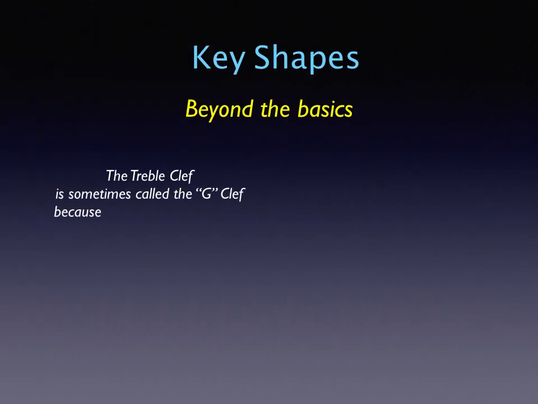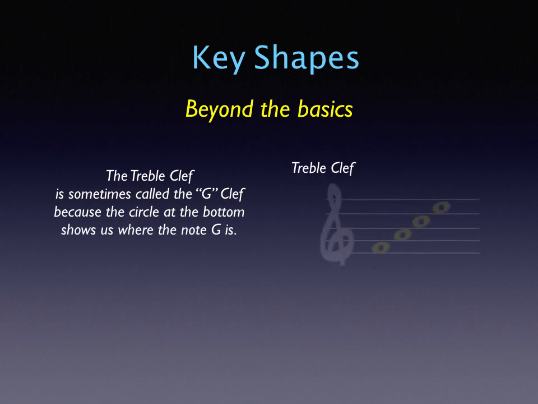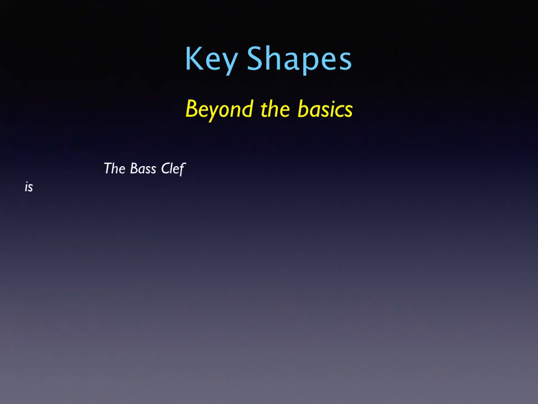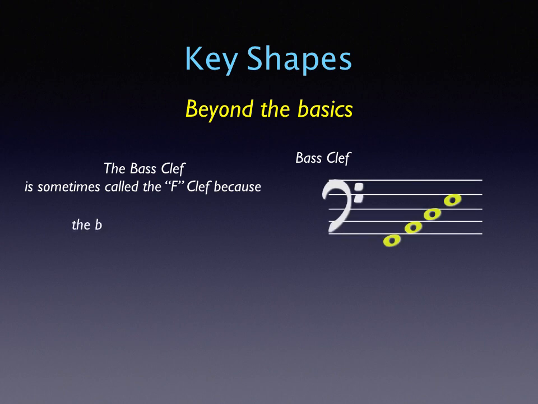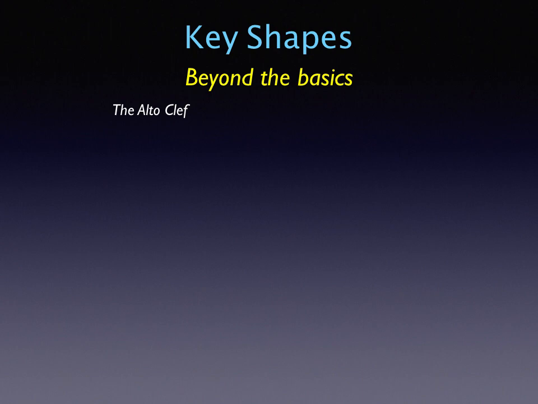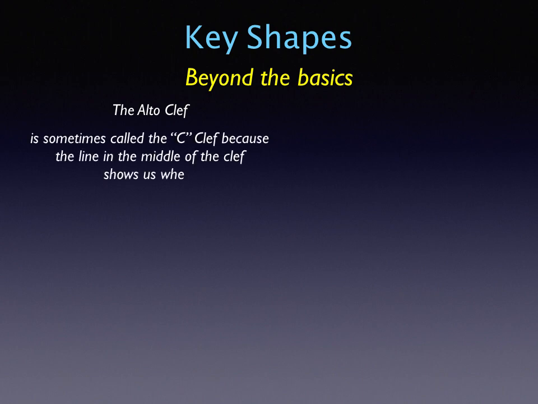Beyond the basics, the treble clef is sometimes called a G clef because the circle at the bottom shows where the note G is. The bass clef is sometimes called the F clef because the beginning of the bass clef and the two dots show us where the note F is. The alto clef is sometimes called the C clef because the line in the middle of the clef shows us where the note middle C is.